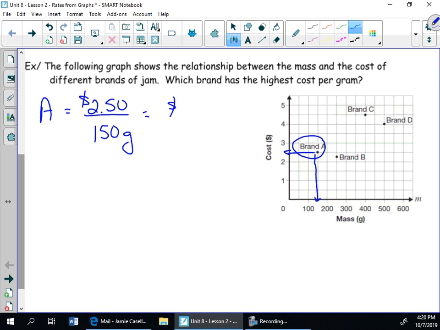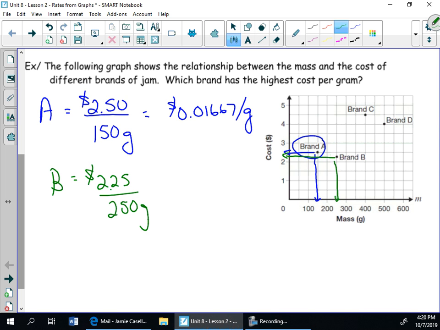If I try this one, I get $0.0166667 per gram. If I do the same thing with brand B, just estimating off my graph here, here's brand B, it's going to cost me, I'd say $2.25 for, I get 250 grams this time. And if I do my dividing there, I get $0.009 per gram.